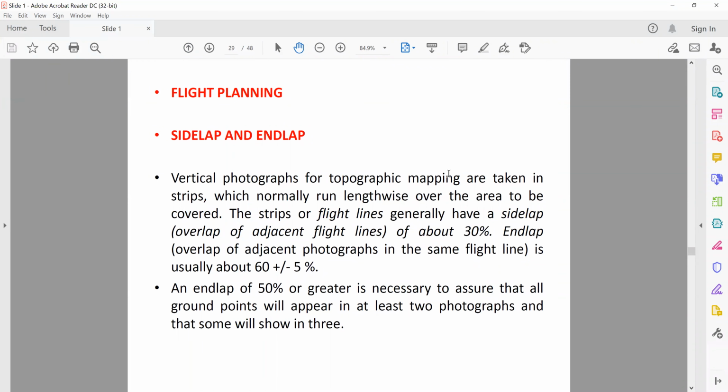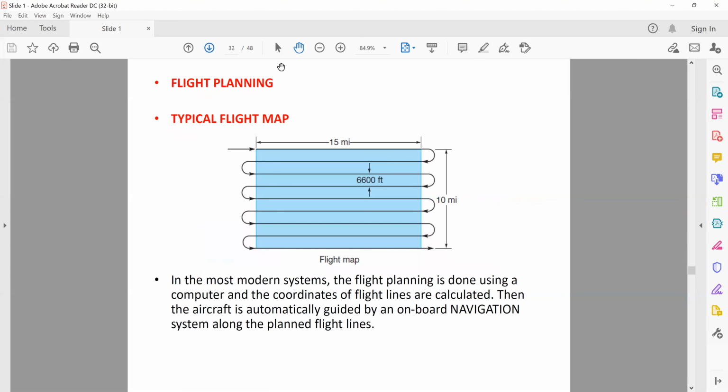So according to general convention, the strips or flight lines generally have a side lap of about 30%. So at least 30% of the area is overlapping, and end lap of about 60 plus minus 5%. So there should be more end lap and lesser are the instructions for the side lap. But these values depend on different conditions such as the topography, the type of drone, the focal length and different factors. But these are just some reference values.